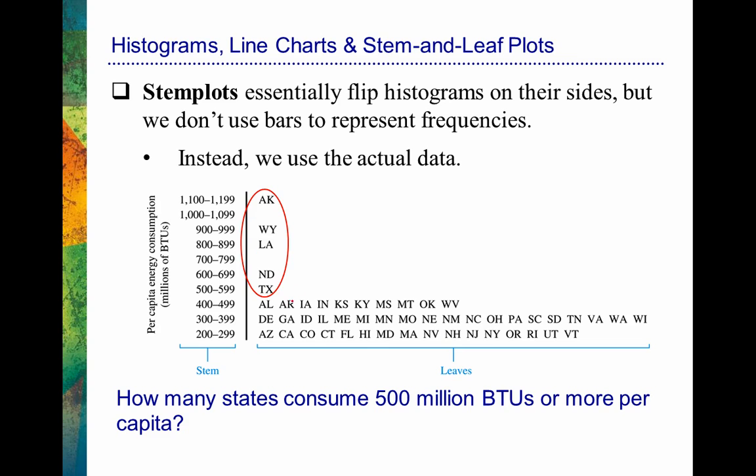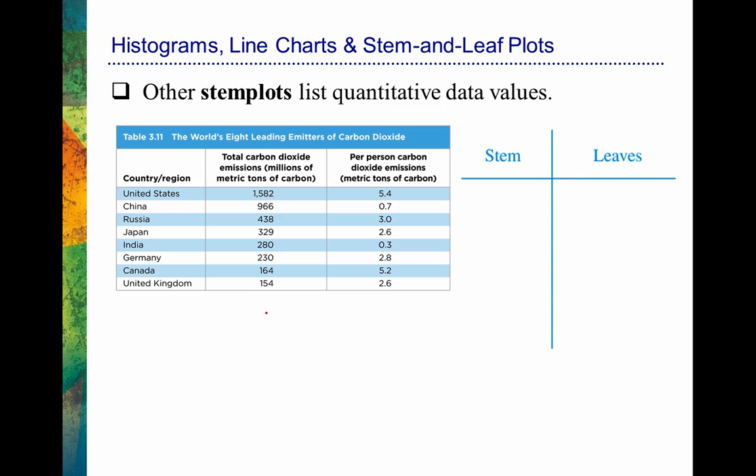Well, here obviously we're dealing with data that's non-quantitative in terms of the actual states, the state names. Let's look at some different data. This data is quantitative. Here we're dealing with the different countries, and we're going to be looking specifically at this column. This is per person carbon dioxide emissions, metric tons of carbon.